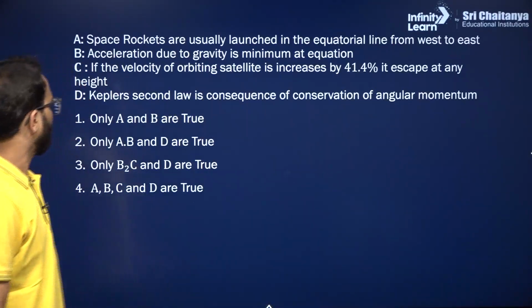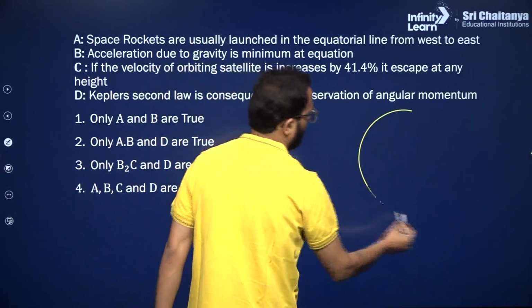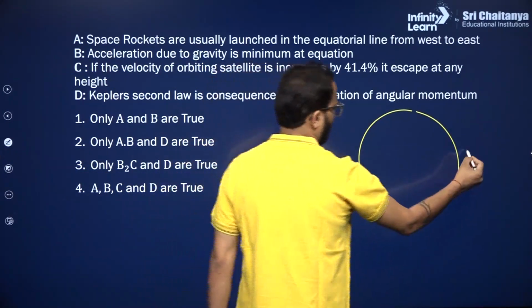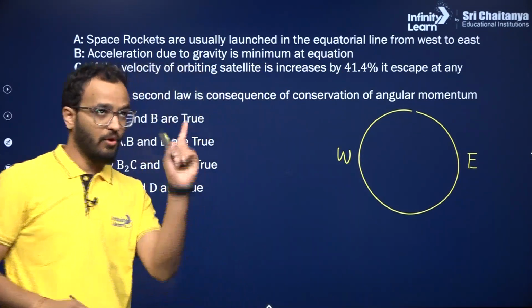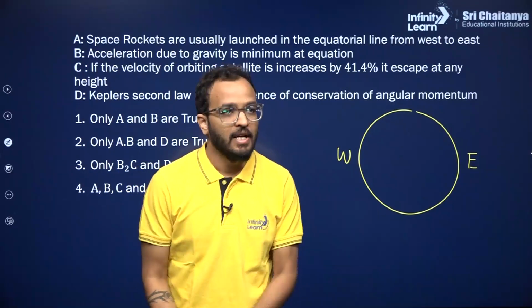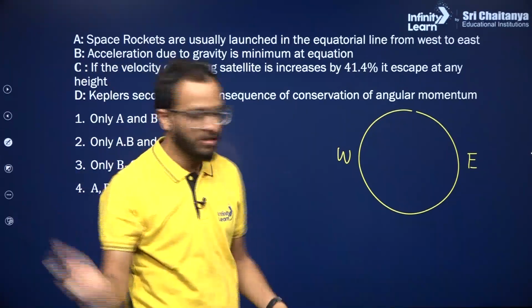Okay. Now, space rockets are launched near equatorial lines. See, this is a very famous concept. If this is earth, this is east and this is west, and we all know that the sun goes from east to west, but we know that the sun doesn't move. That means our earth is going from west to east. That is why the sun appears to go from east to west, right?